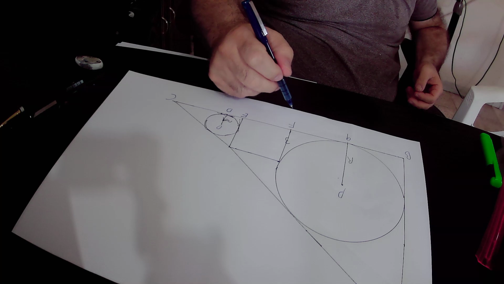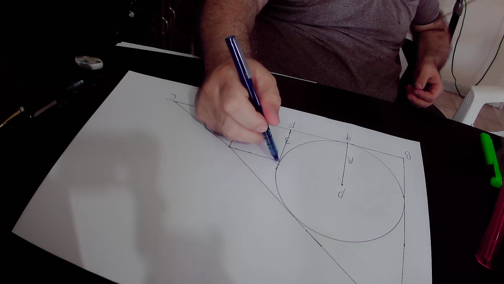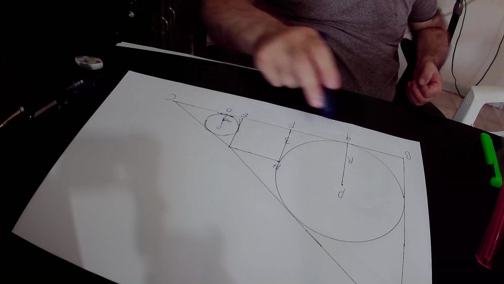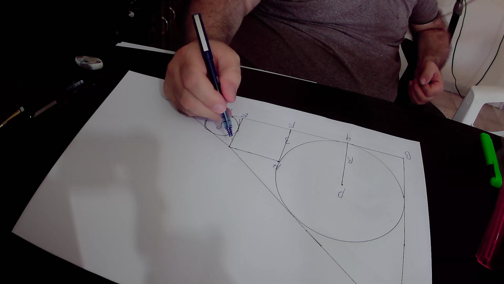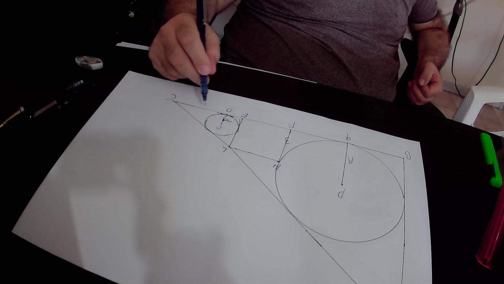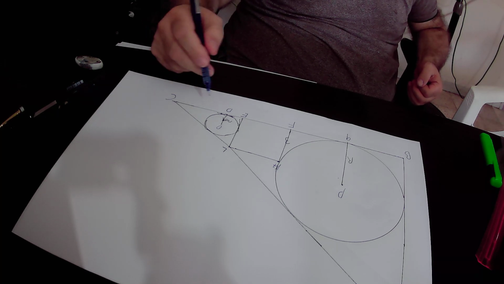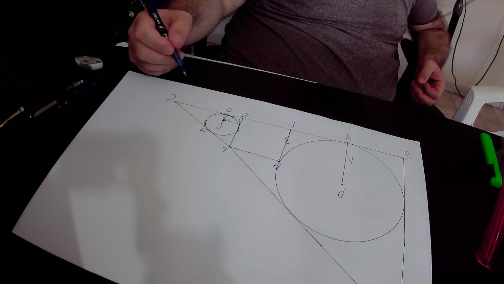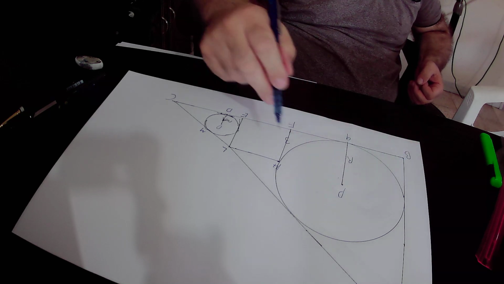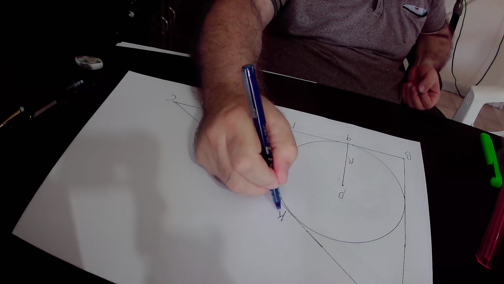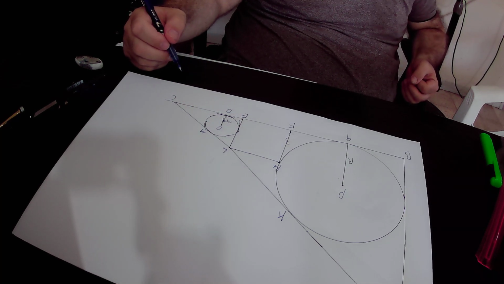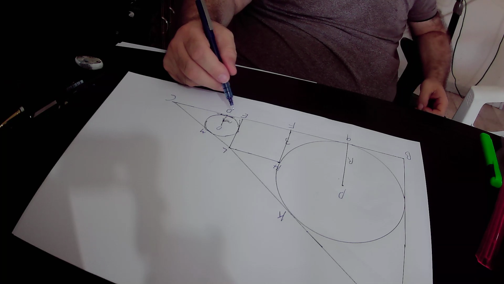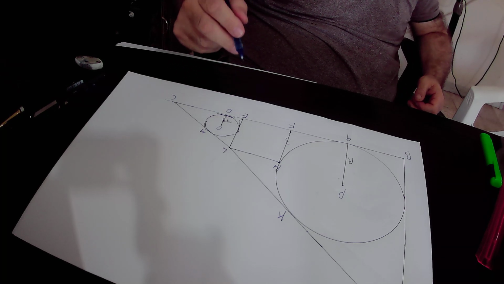We define the point of tangency of the square and the circle as point H. We define the touching point of the square with side AC of the triangle as point L. We define the point of tangency of the circle with side AC as M. And we define the point of tangency of AC with the big circle as K. We define the point of tangency of the small circle with side LE of the square as N.